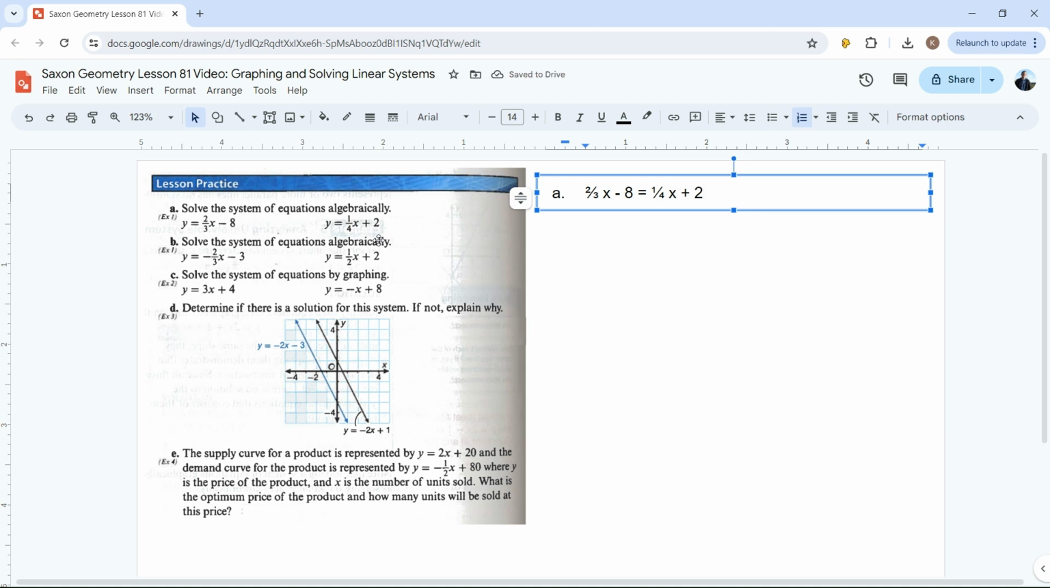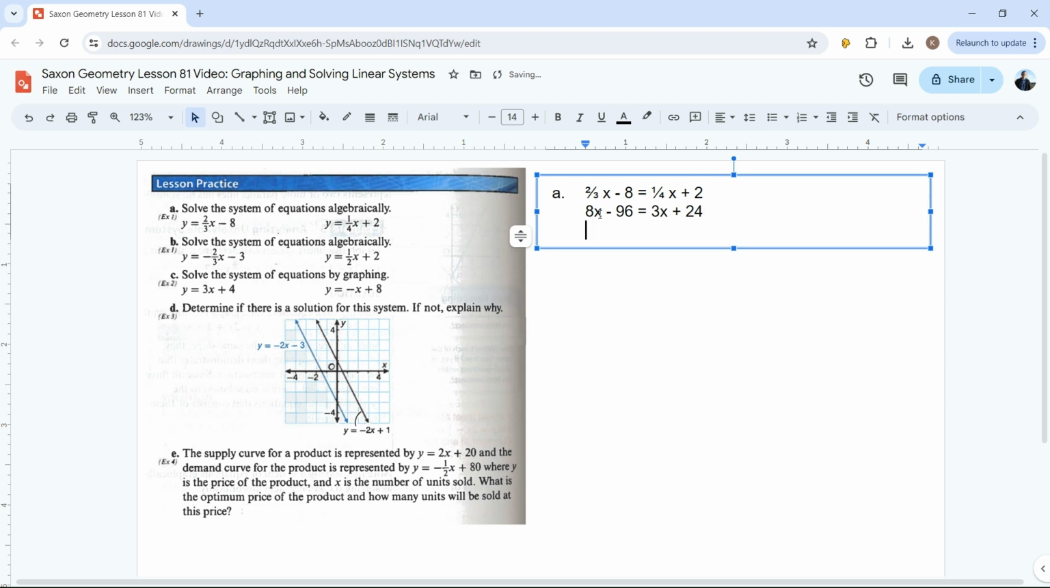Now, the first thing I'm going to do to solve this is get rid of my fractions by multiplying everything by the least common multiple of the denominators of my fractions. So 3 and 4 have a least common multiple of 12. I'm just going to multiply this entire equation by 12. 2/3 times 12 is 24/3, which is 8x. Now I have to multiply everything by 12. Minus 8 times 12 is 96. Equals 1/4 times 12 is 12/4, which is 3x, plus 2 times 12 is 24.